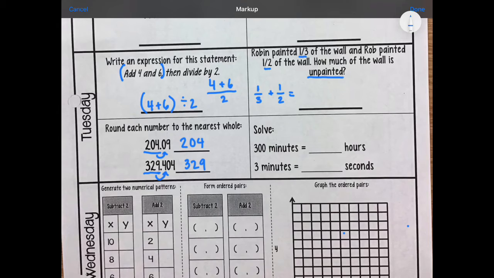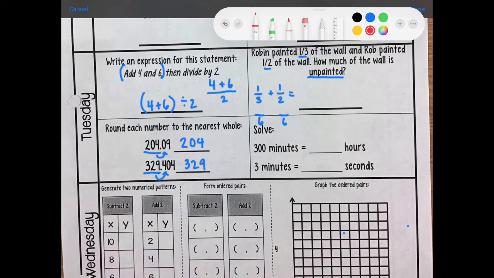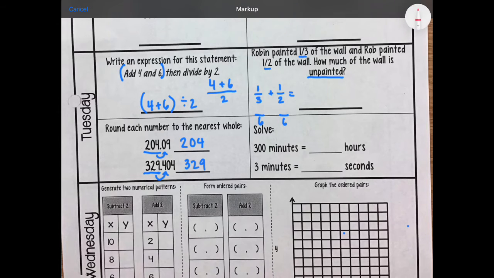Well, I'm noticing 1/3 and 1/2 have different denominators. So I'm going to make them have the same denominator. 1/3 and 1/2 can both go into sixths. So to turn 1/3 and 1/2 into a sixth, I'm going to multiply those by something. This one's going to be a 2, and this one's going to be a 3 to turn into 6.